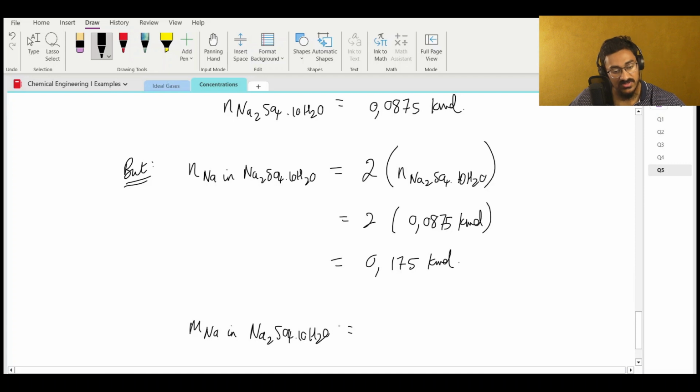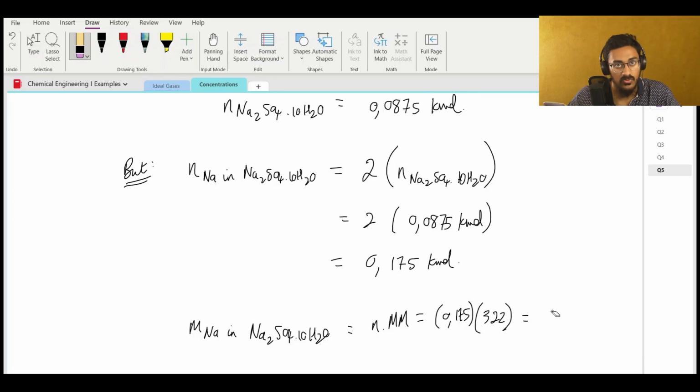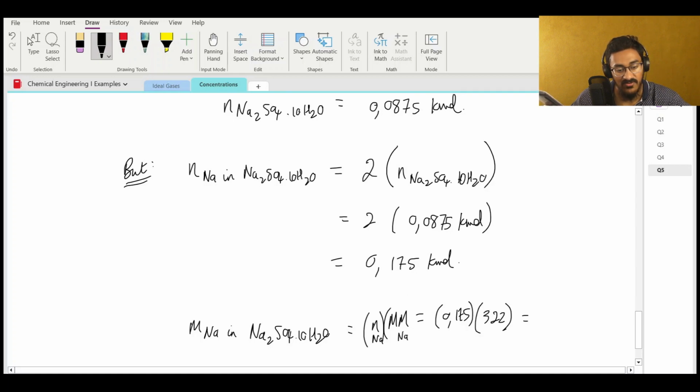Okay, and finally I can say that the mass of Na in Na2SO4.10 waters is equal to number of moles multiplied by molar mass. So that's 0.175 multiplied by that horrible molar mass. Oh, it seems I made a mistake here. Okay, all right. Let's get back into it. This is why your subscripts are so important. This is the number of moles of Na multiplied by the molar mass of Na. I'm sure you were shouting at me through the computer screen saying, you are making a mistake. So here we go. The molar mass of Na is 23.